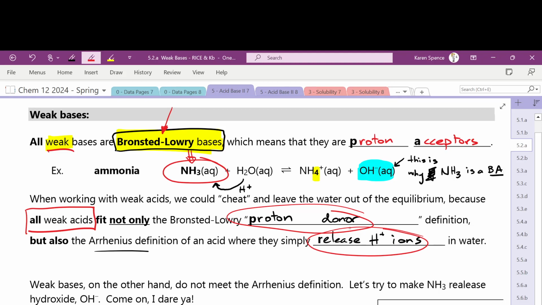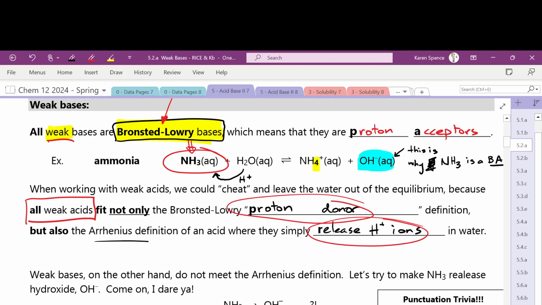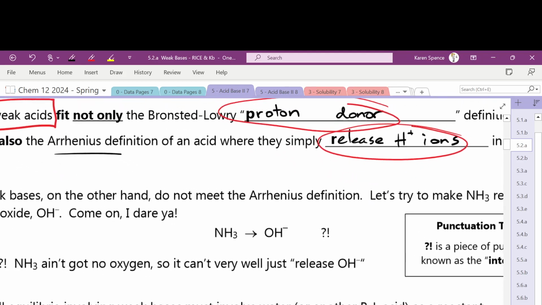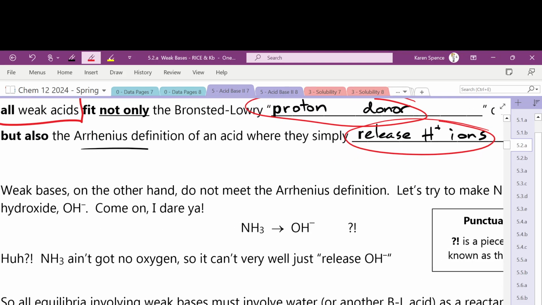If you take a look at NH3, how can you get OH minus if you just have NH3, if there's no water around? Can you make it happen? No, you can't, right? Like, where's the O coming from?